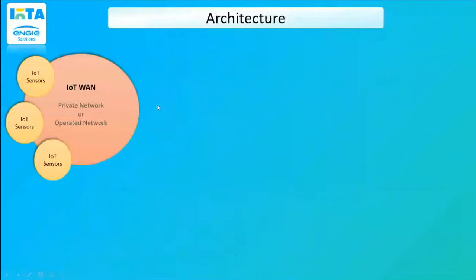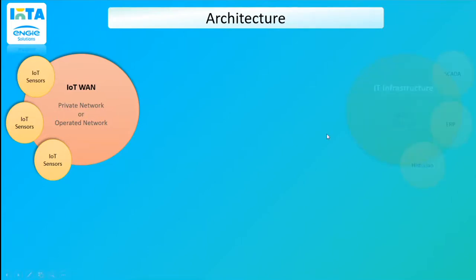Let's talk about the architecture where IOTA takes place. First is the IoT infrastructure. It is made of multiple IoT sensors communicating on your IoT network through a private network or an operated network. This could be the infrastructure you already have or plan to deploy.